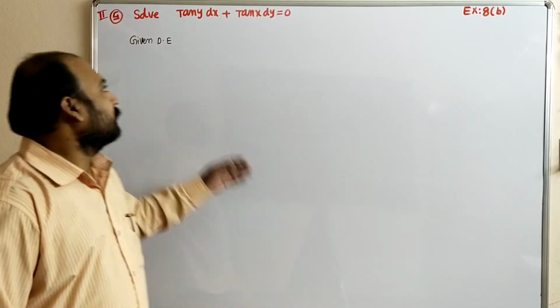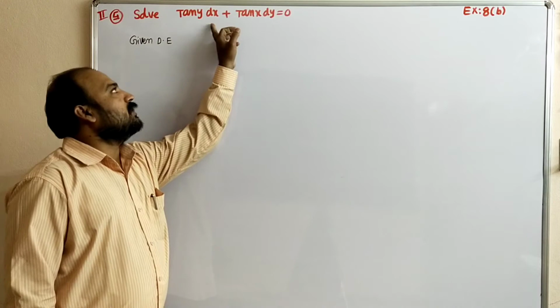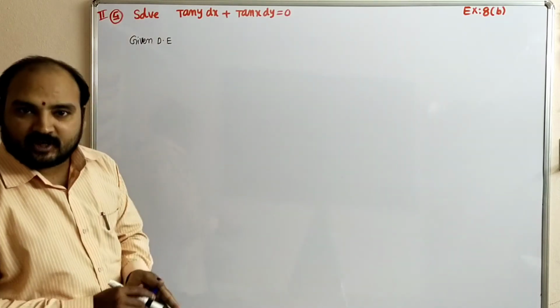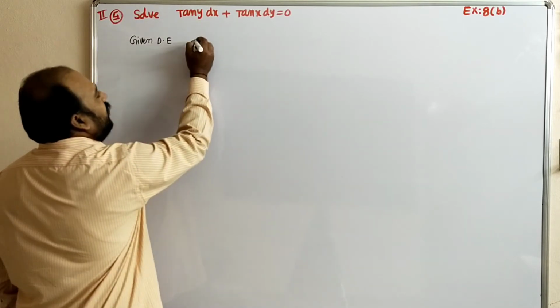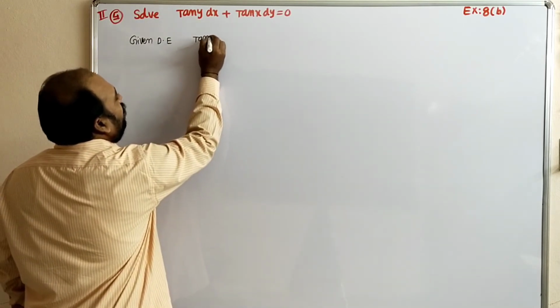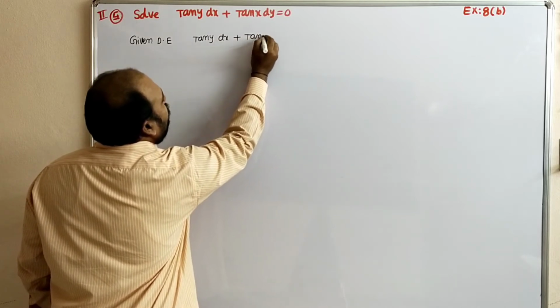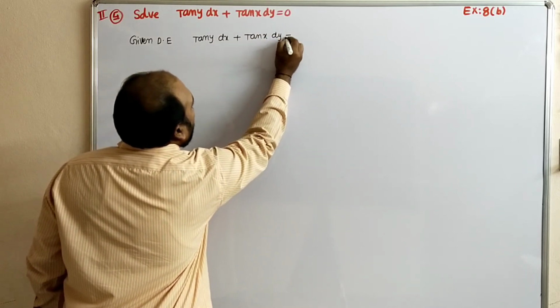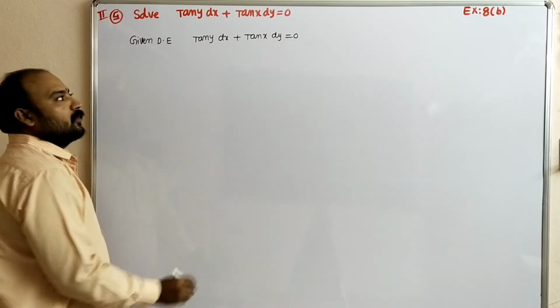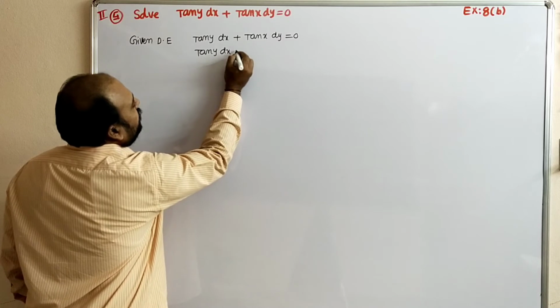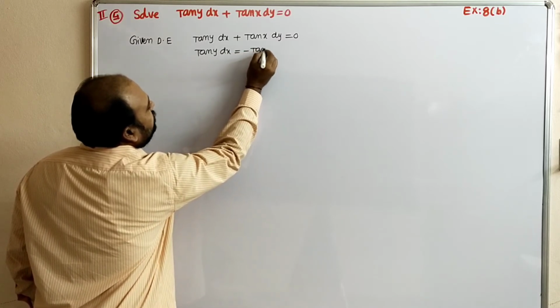The next question. Solve tan y into dx plus tan x into dy equal to 0. So first, given differential equation, tan y into dx plus tan x into dy equal to 0. Tan y into dx is equal to minus tan x into dy.